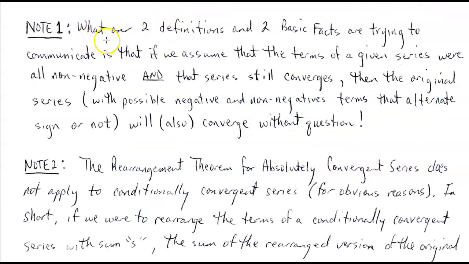This first one says what our two definitions that we just went over and two basic facts that we also went over are trying to communicate: if we assume that the terms of a given series were all non-negative, and that's where the whole b sub n or absolute value of a sub n part comes from, and that series still converges, then the original series, the one with the a sub n in it, with possible negative and non-negative terms that alternate sign, will also converge without question. So that's another way of just stating what I said before.